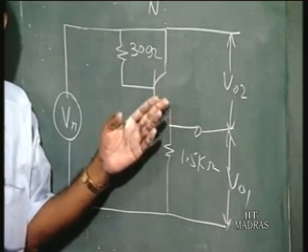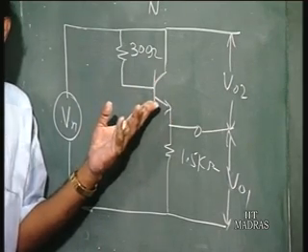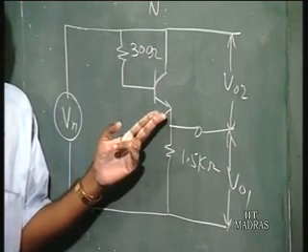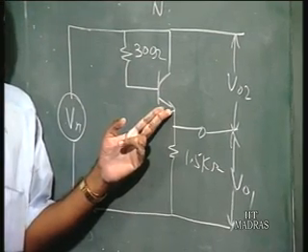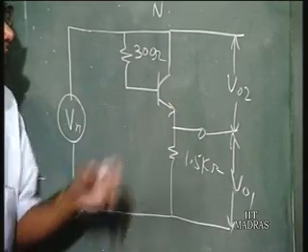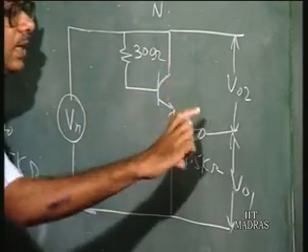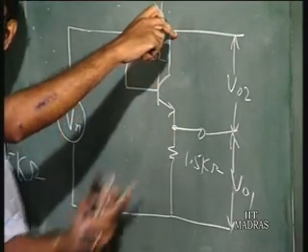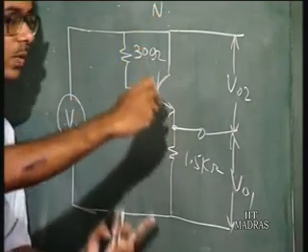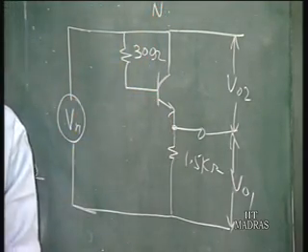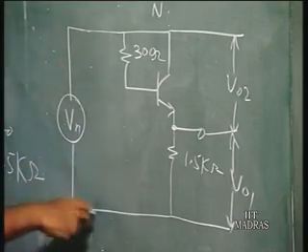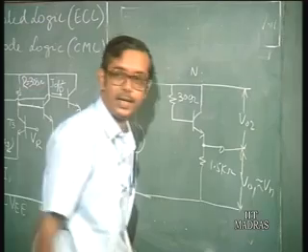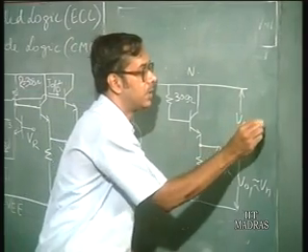Now, if the beta is say about 100 for this transistor, the effective resistance would be 300 by 100, which is around 3 ohms. So, the resistance from this emitter point to the top here is around 3 ohms, whereas this is around 1.5 kilo ohms. And if you have a voltage source like this, this one would be almost equal to Vn, and this one will almost be equal to 0.